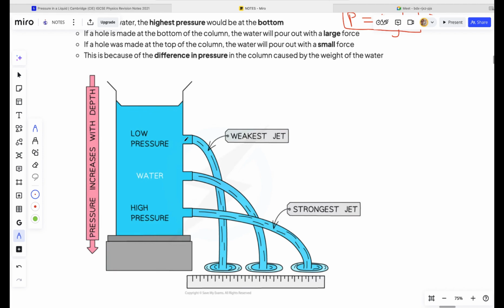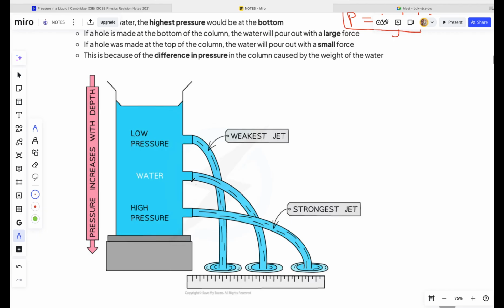Okay, so this is the weakest. Water will be coming out from here small, little, not with speed. Here will be a normal case. Water will be coming out from here, normal. That's why you see this one is not taken farther away from the container. It's just coming down straight away.